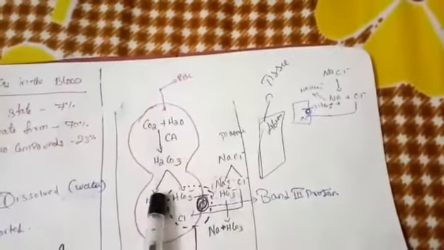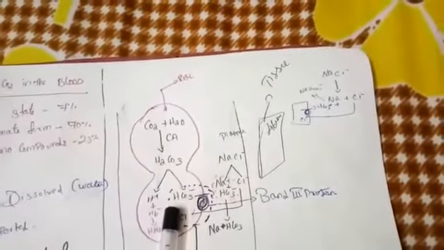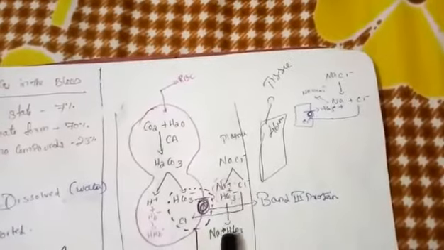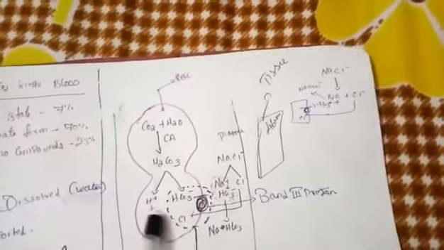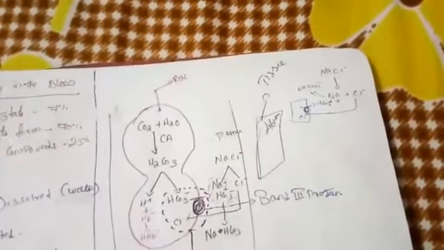By continuously exchanging this bicarbonate, negativity is formed inside the RBC. To maintain this negativity, the chloride present in the plasma will be transported in to replace the bicarbonate. This we call chloride shift. I will explain it once again.